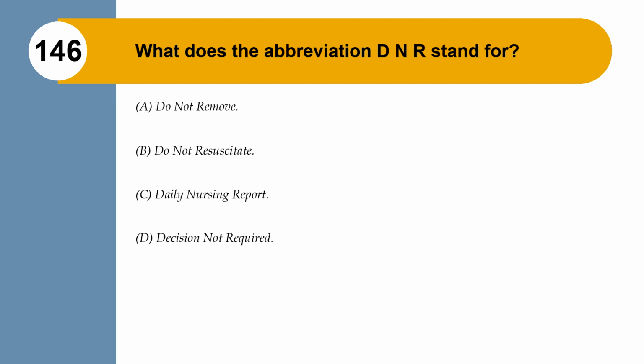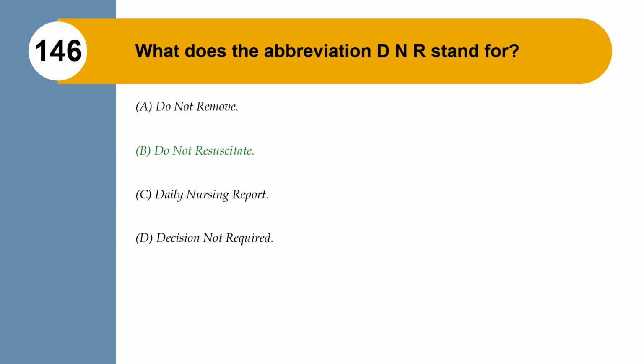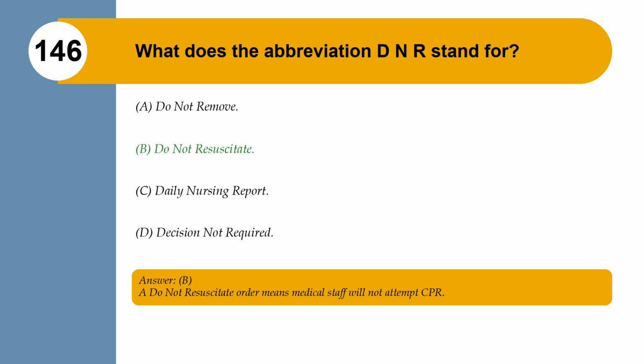Question 146. What does the abbreviation DNR stand for? Option A, do not remove. Option B, do not resuscitate. Option C, daily nursing report. Option D, decision not required. The correct answer is option B, do not resuscitate. Explanation. A do not resuscitate order means medical staff will not attempt CPR.